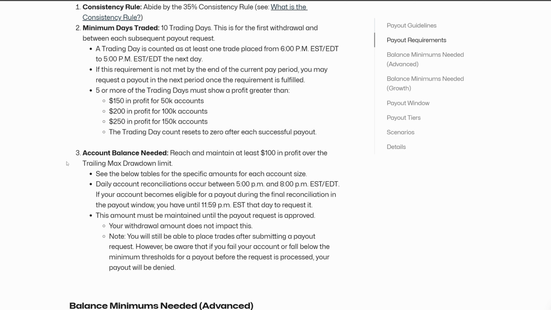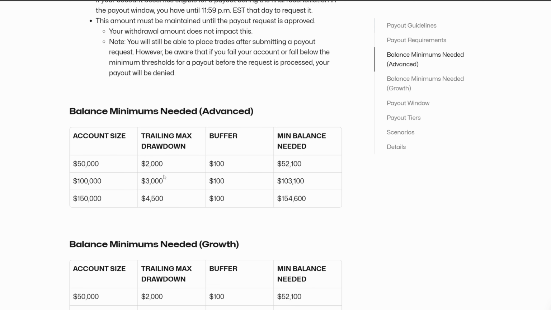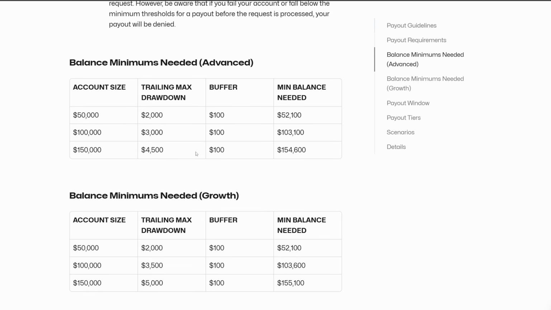Now, in Take Profit Trader, which has the best payout policy out there, you only have to be over the buffer. You can request everything over that. However, with Tradeify, and this is a lot of prop firms out here as well, the trailing drawdown in the advanced plan for the 50K account is $2,000. It is the same exact amount in the growth plan as well. The buffer, you have to be $100 over it. So that means you have to have at least $2,100 of profit before you're eligible to request a payout. So you can see right here, $52,100 in both of the accounts if you're trading the 50K account size.